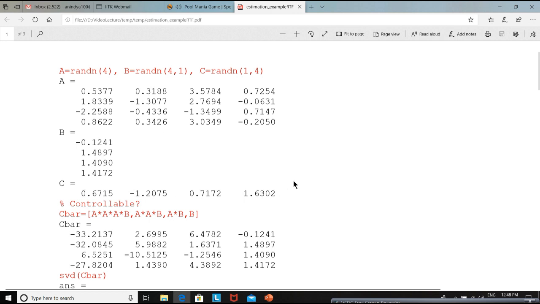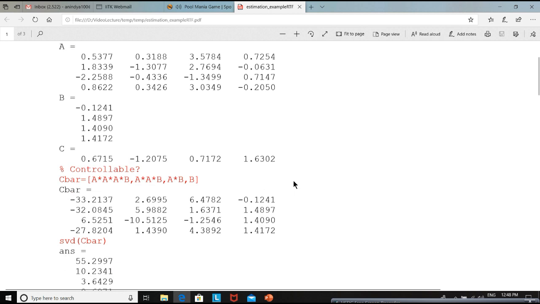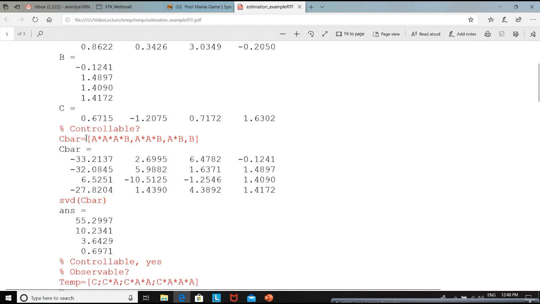And now here is a MATLAB session, and in the MATLAB session you will notice I have started with random A, B is random 4 by 1, C is random 1 by 4. We expect it to be controllable and observable, but we will check. So here is the controllability matrix. You are familiar with this by now. I have done this in the previous MATLAB example. That's what C bar is.